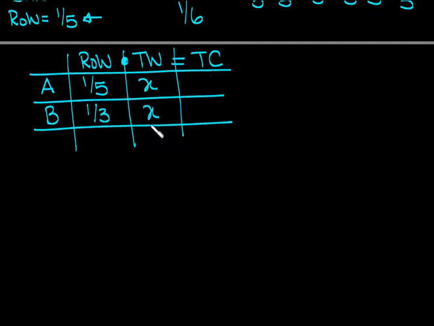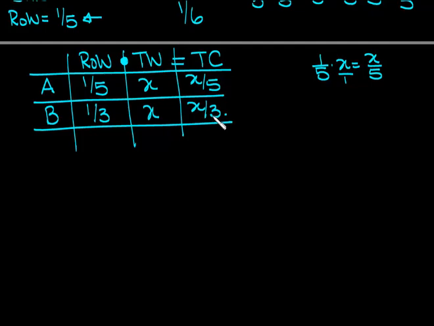So what is the task completed? Well, you get the task completed by multiplying across this row, just like we did with the distance-motion problems. If you take 1/5 and multiply by x, you get x over 5, because x is over 1. So you get x over 5. Similarly, we get x over 3.